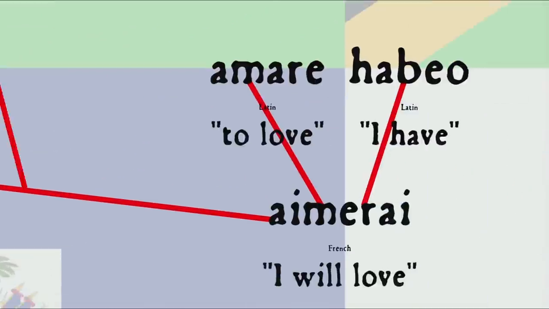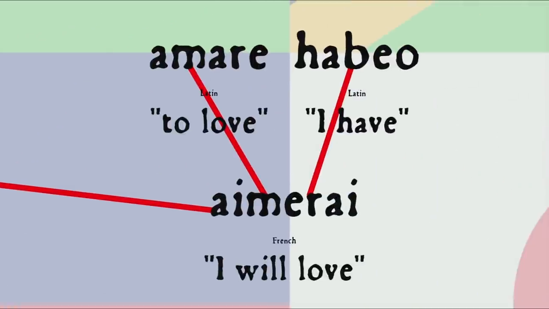Even more surprising is that although Latin already had a future, a completely new future tense was formed out of a periphrastic construction in Vulgar Latin, combining the infinitive of a verb like amare, to love, with a present tense form of the verb habeo, to have. And so Latin amare habeo became amareo, and eventually modern French aimerai, I will love.